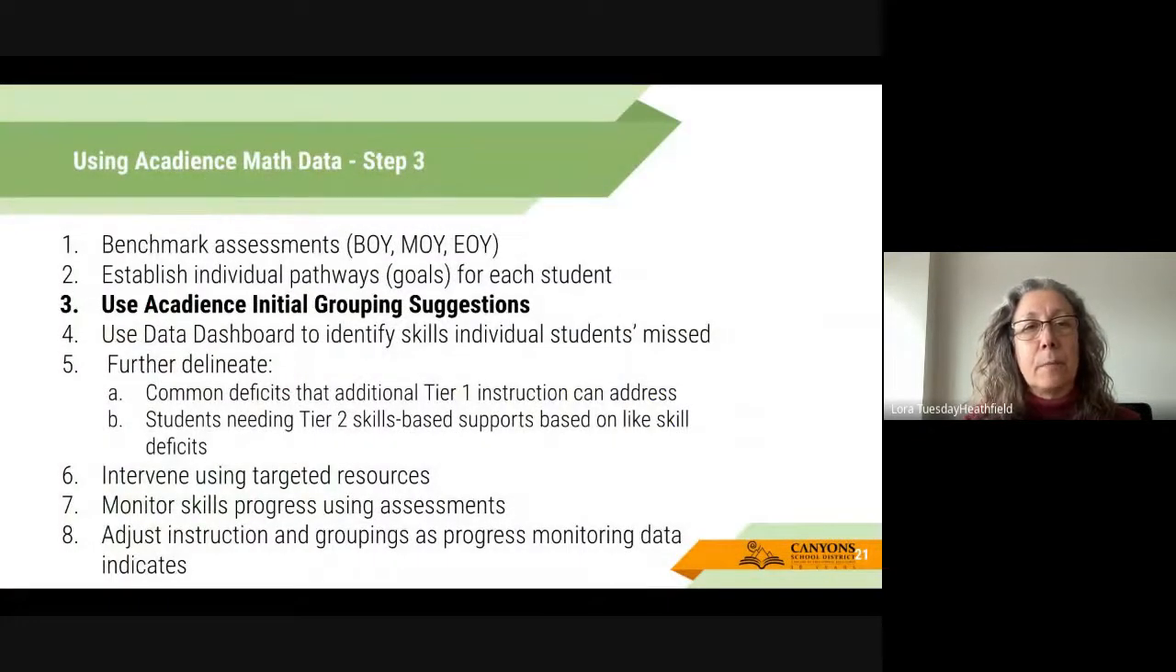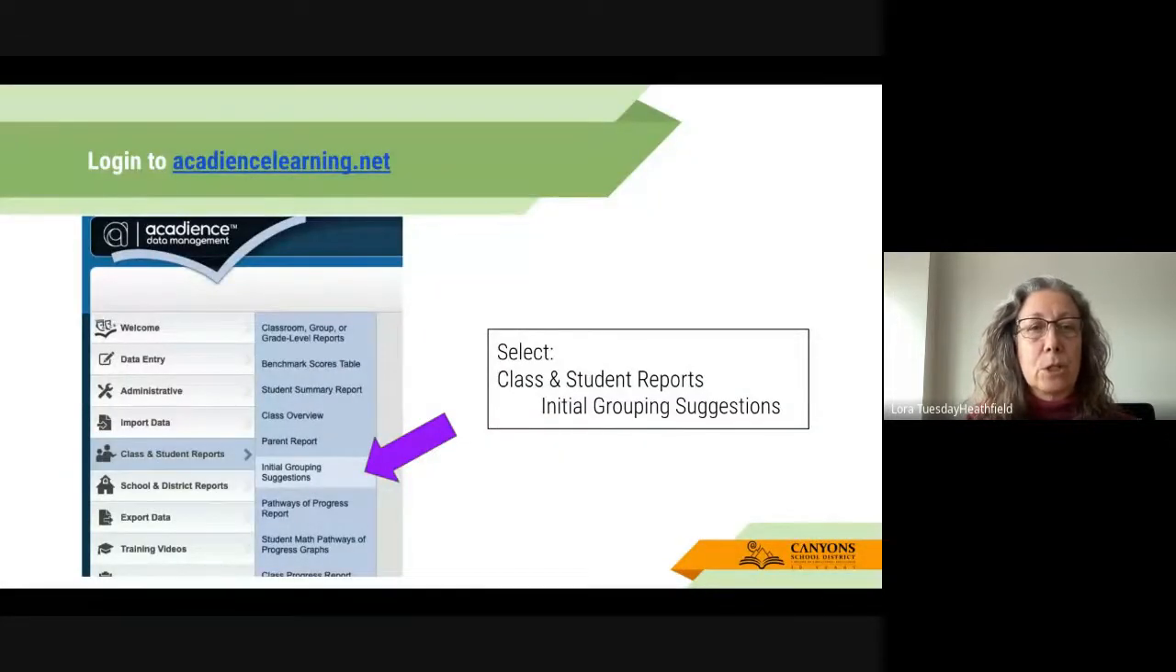So then step 3, we want to use a way to group our students that are struggling in terms of how we might provide some additional supports. And the first step in that is to use the initial grouping suggestions that are built into the Acadience platform. So this is a screenshot of the acadiancelearning.net platform.